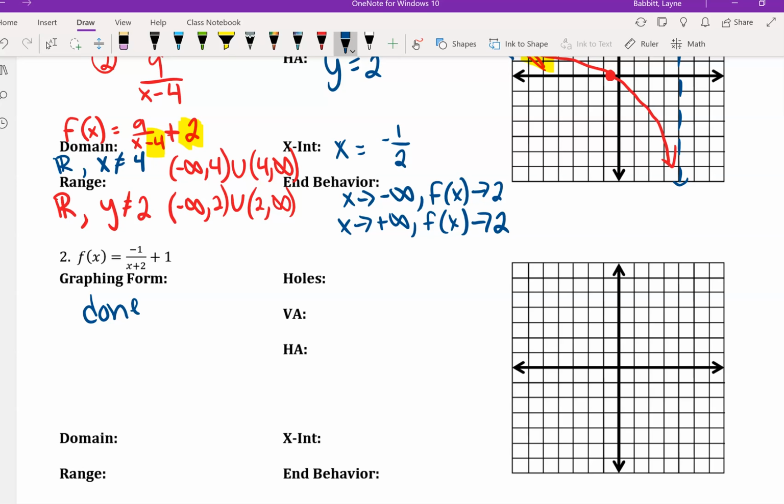I'm going to look for holes first. I would factor and see if factors can reduce, but nothing can factor out here or here. Nothing reduces, meaning there are no holes. Since it's in graphing form, to find the vertical asymptote, I do my h. So h is going to be opposite of this. X equals -2. And then horizontal asymptote is k, so that's going to be y equals 1. So vertical asymptote at -2. Horizontal asymptote at 1.